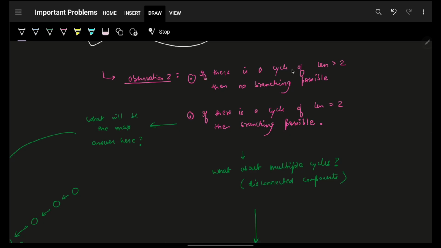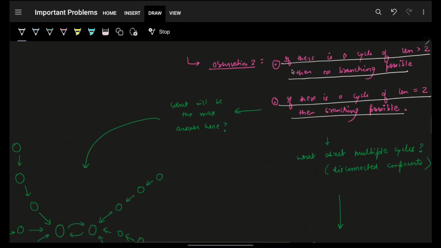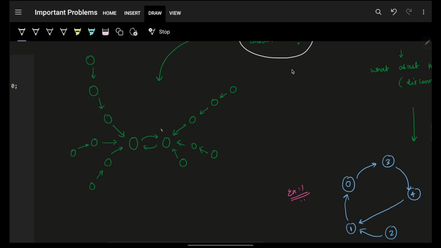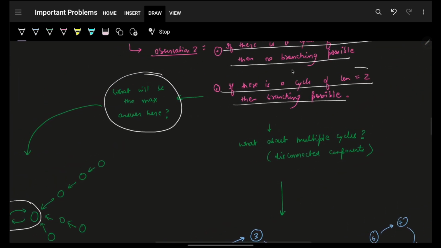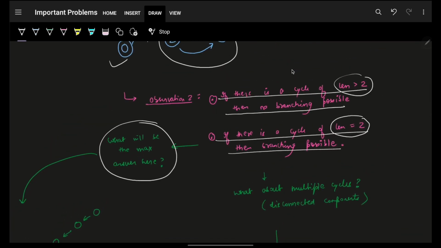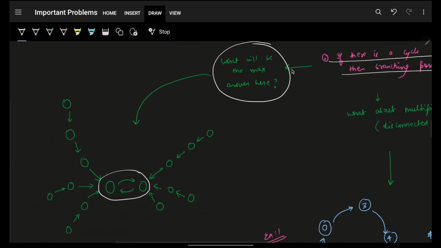I cannot have 2 branches, because if I have 2 branches along with the cycle, obviously I am screwed up. So this says that if there is a cycle of length more than 2, then no branching is possible. But if there is a cycle of length equal to 2, then I can have a branching possible. So let's say this is a cycle of length 2. I'm only talking about length 2 now, because for length more than 2, only the cycle can come. There's no branching even possible in that case.